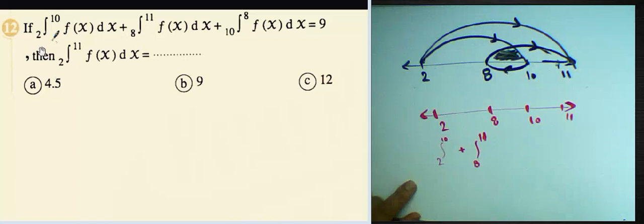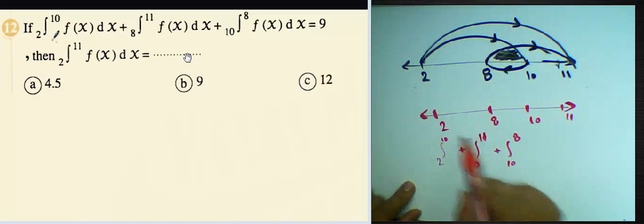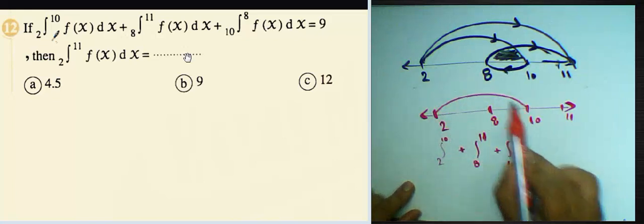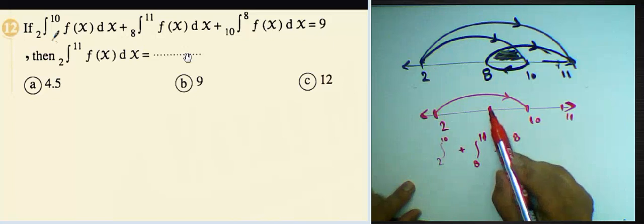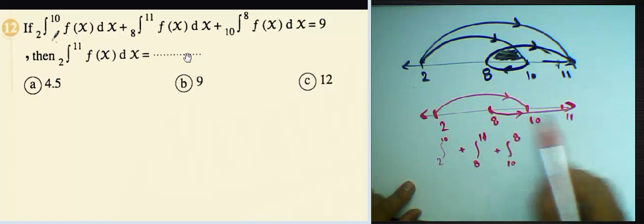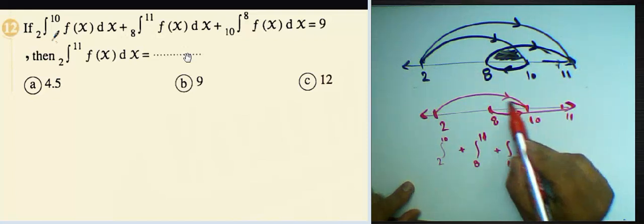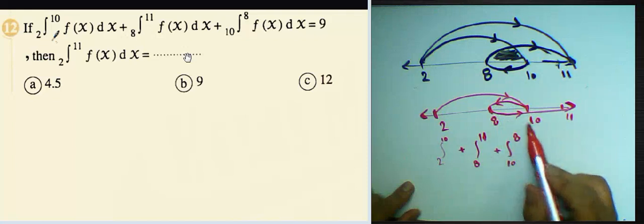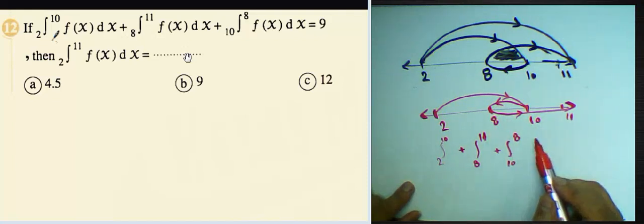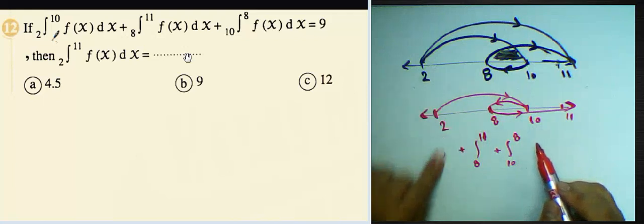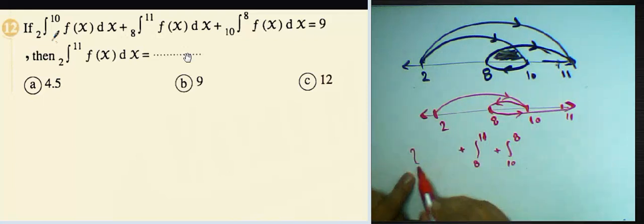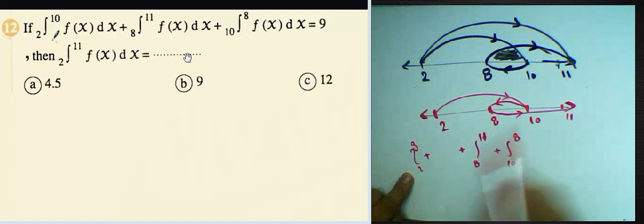Okay, look at here, integration from 2 to 10 plus 8 to 11 plus integration from 10 to 8. Look at here, 2 to 10 here, and 8 to 11, this part, also this part here, and 10 to 11, 10 to 8 here. 10 to 8, we can cancel this part. I can write 2 to 10, it will be cancel this integration and write 2 to 8 plus 8 to 10.